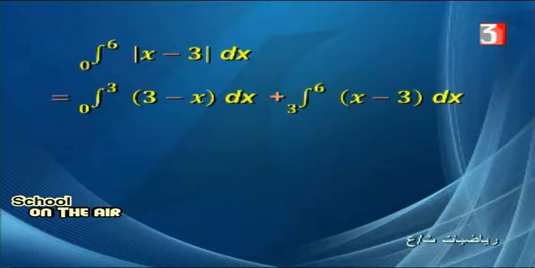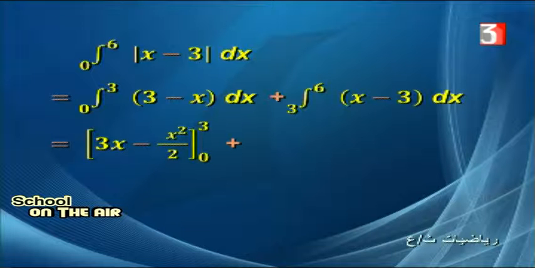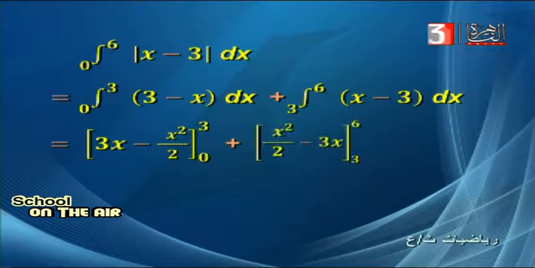Then the definite integral of absolute x minus 3 dx equals the definite integral of the function 3 minus x dx from 0 to 3, plus the definite integral of the function x minus 3 dx from 3 to 6. For the first term, the integration of 3 equals 3x, and the integration of negative x is negative x power 2 over 2, from 0 to 3, plus the integration of x minus 3 dx from 3 to 6 equals x power 2 over 2 minus 3x from 3 to 6.